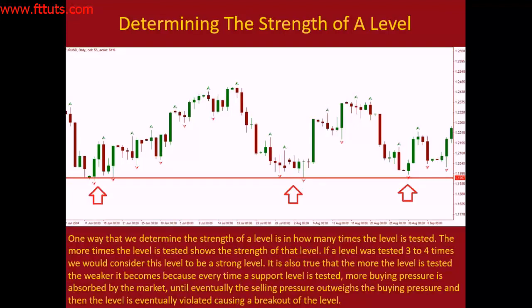But it is also true that the more the level is tested, the weaker it becomes, because every time a support level is tested, more buying pressure is absorbed by the market until eventually the selling pressure outweighs the buying pressure, and then the level is eventually violated, causing a breakout of the level. And the same would hold true on a resistance point, where instead of absorbing all of the buying going on, you would absorb all of the selling pressure. All right, so the selling would outweigh the buying, and that would cause the market to drop.